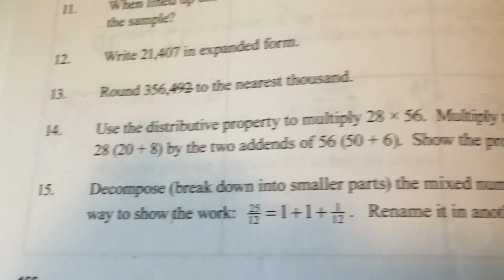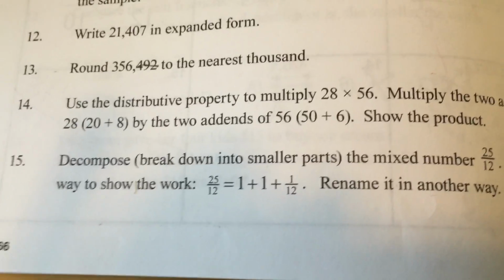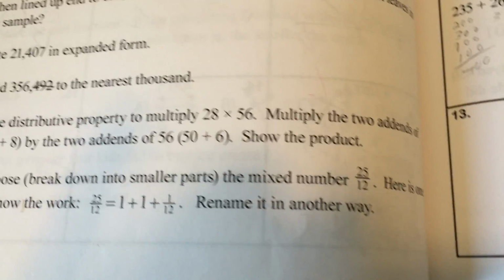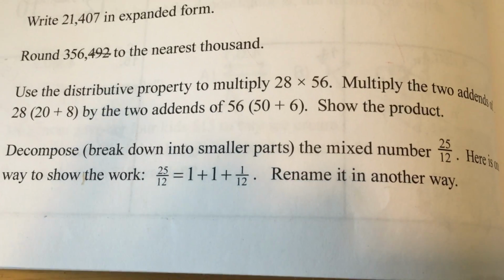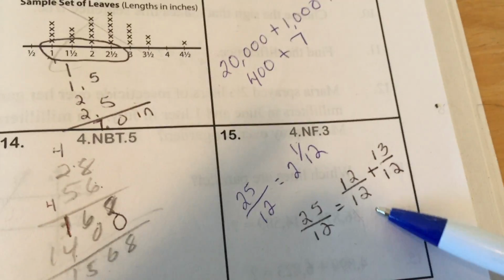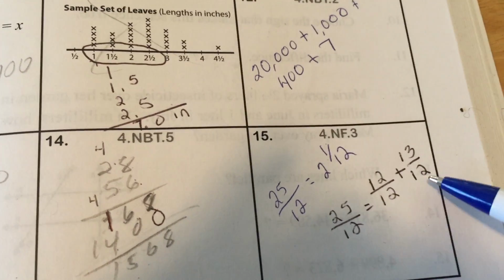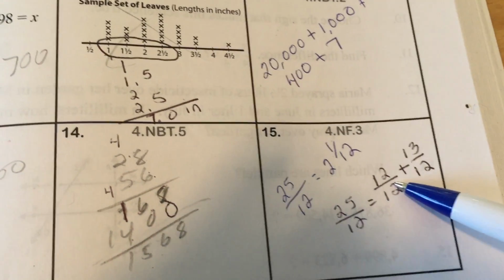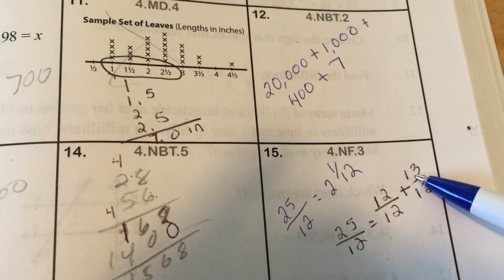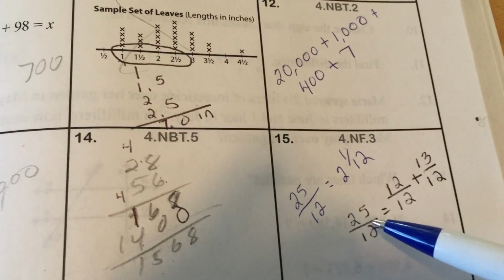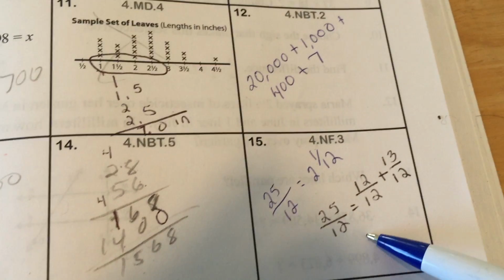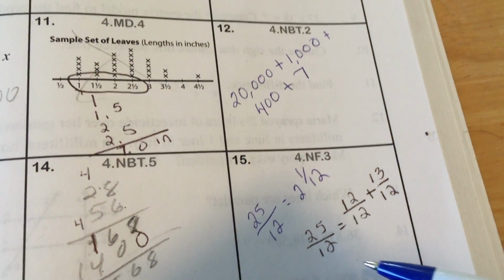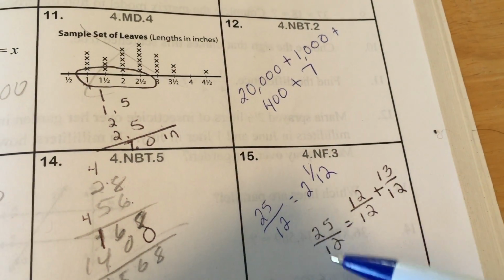The next question, decompose or break into smaller parts the mixed number 25 over 12. And they gave one example, 1 plus 1 plus 1/2. So what I did is I just took, the denominator has to stay the same, but you can change the top. So 12 plus 13 is 25. That's the same thing as 25 over 12. It could be 1 over 12 plus 24 over 12. It just has to be 25 over 12.